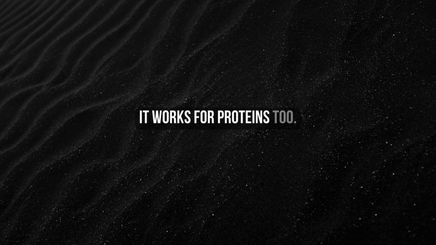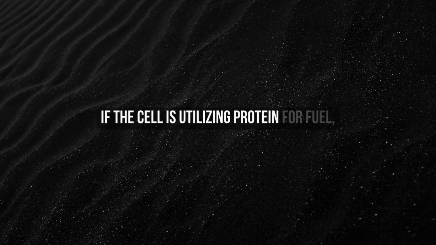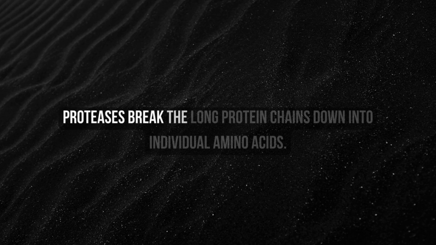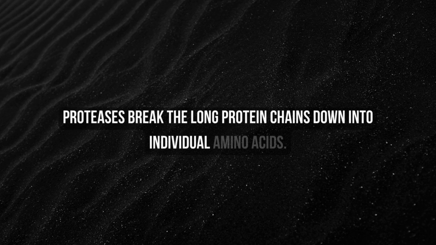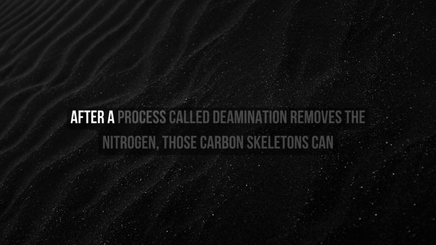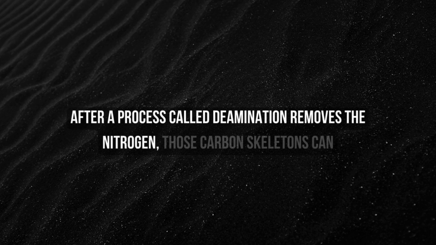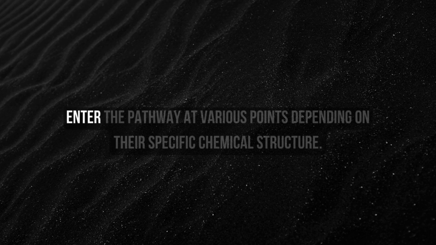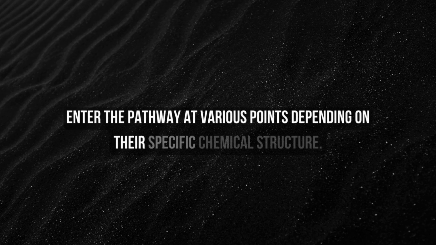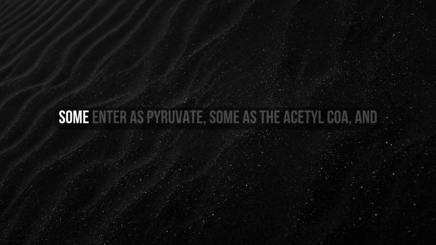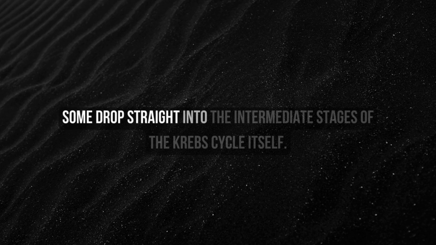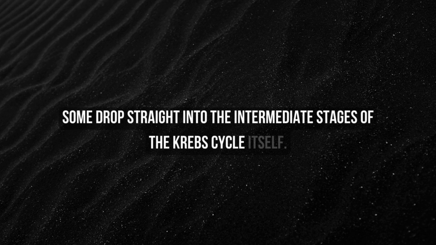It works for proteins, too. If the cell is utilizing protein for fuel, proteases break the long protein chains down into individual amino acids. After a process called deamination removes the nitrogen, those carbon skeletons can enter the pathway at various points depending on their specific chemical structure. Some enter as pyruvate, some as the acetyl-CoA, and some drop straight into the intermediate stages of the Krebs cycle itself.